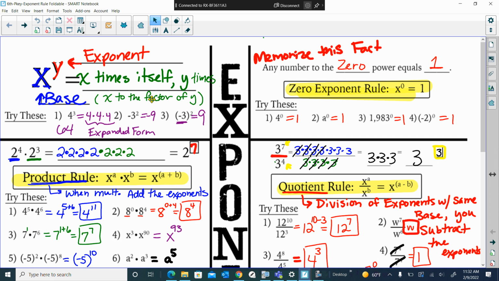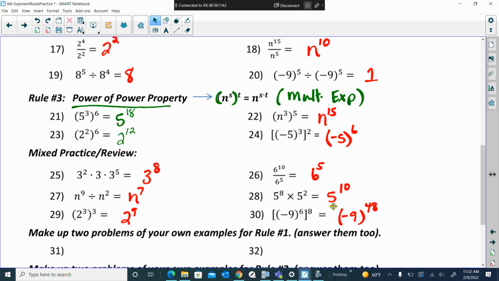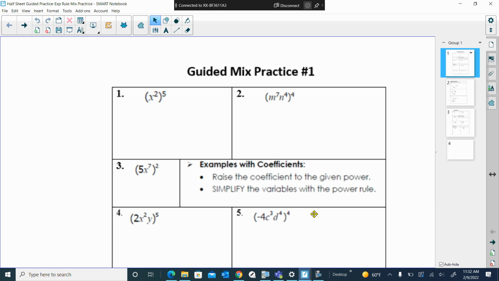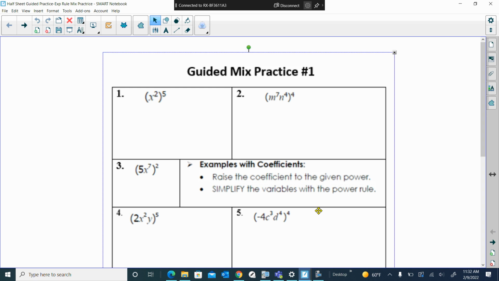This hopefully is already in your spiral. After the orange foldable, this is orange, we are going to put in this practice we just did, rules of exponents. And then after the rules of exponents, and if you want to complete it first, that's fine, we're going to do the mixed practice next.